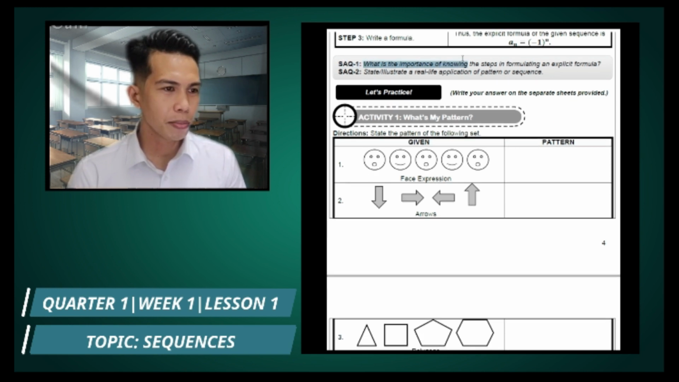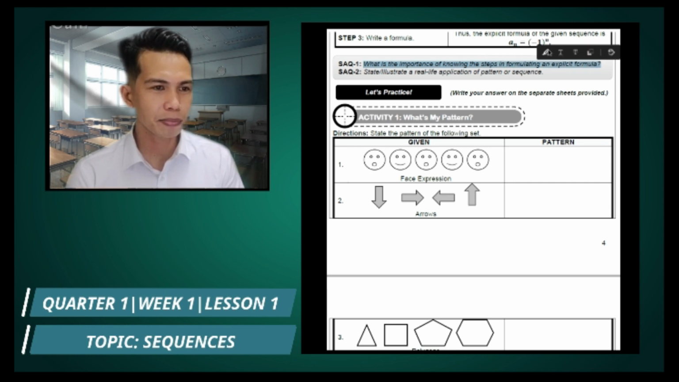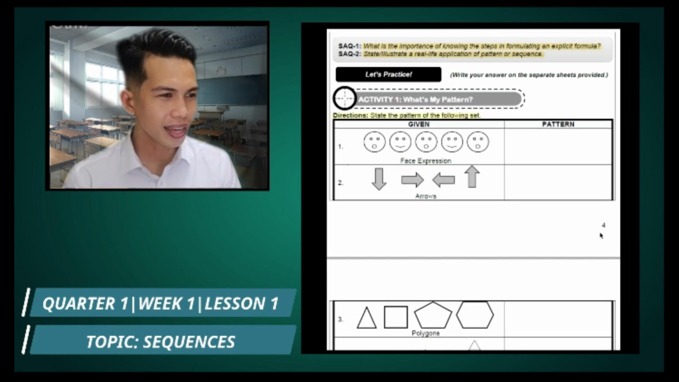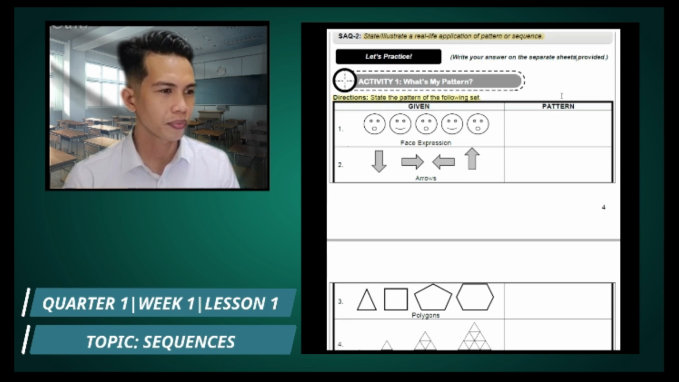Moving on, we have SAQ1. What is the importance of knowing the steps in formulating an explicit formula? Number 2, state or illustrate a real-life application of pattern or sequence. You may write your answers on your answer sheet. This time, we are going to apply what we have learned on the following activities. You are going to write your answer on a separate sheet.